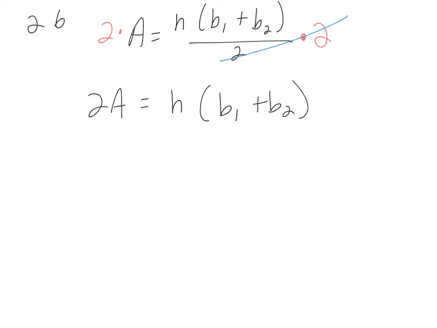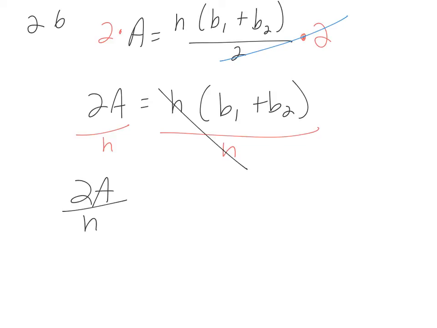It's important to note that you cannot subtract both sides by b1. You can't do it because it's in parentheses. It's protected. You can't get into the parentheses until you get rid of what's being multiplied by the parentheses. So instead of doing that, we are going to move the h. We are going to divide both sides by h. The h's cancel, so you're left on the left side with 2a over h equals b1 plus b2.